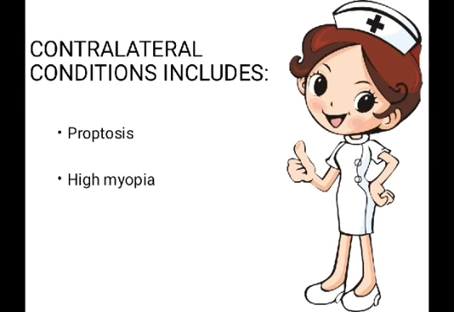Next, contralateral conditions include the following. First one is proptosis. In case of proptosis we will notice a staring look of the patient, that the patient is continuously looking at us with anger, like this view of the patient's eye is seen, or we can say it is similar to exophthalmos also. Next one is high myopia. The patient suffers from high myopia, which means the person has a high minus number.